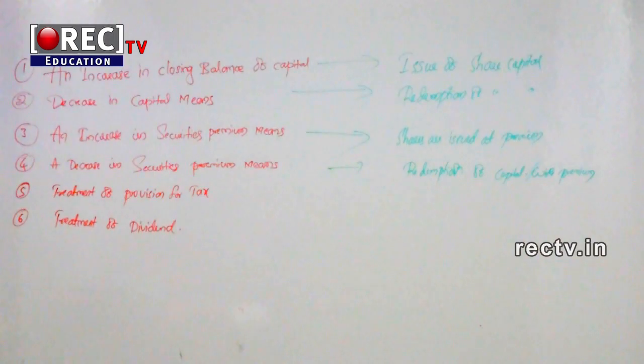Now let us see the treatment of provision for tax and tax paid. When the opening provision and closing provision are given but tax paid is not given, what will you do? The opening provision is treated as paid, and the closing provision is treated as the current year provision. That is, whatever the opening provision is, you take it as the tax amount paid, and the closing provision is treated as the current year provision.